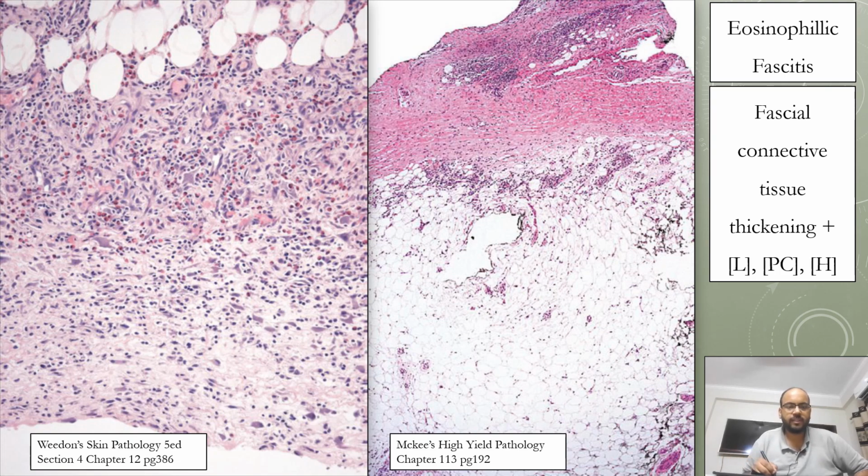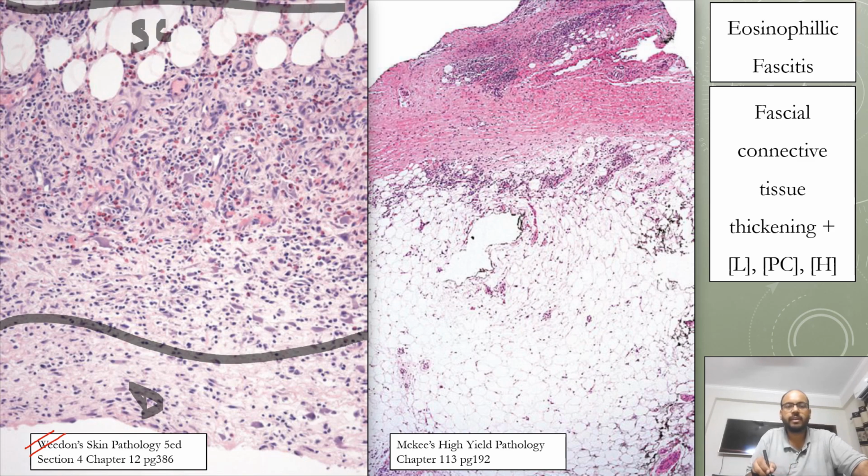So look at this picture. This I've taken from Weedon's Skin Pathology. And here you can actually appreciate this inflammatory infiltrate. This is the subcutis. Okay. It's an upside down slide. Okay. The subcutis and dermis. And you can see that at the junction of dermis and subcutis, there is an inflammatory infiltrate. This whole area is infiltrated or filled with inflammatory cells.